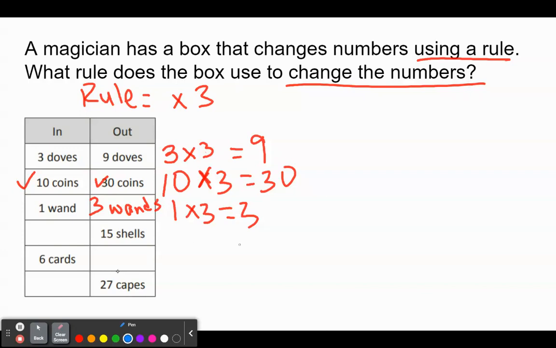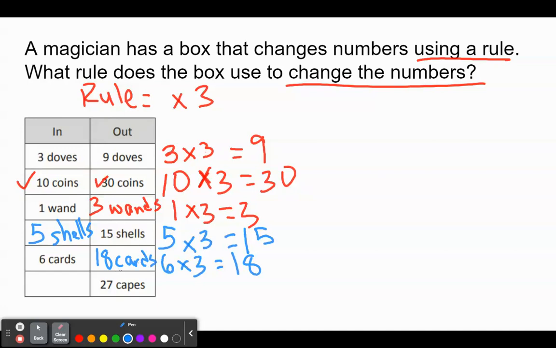So now we have our output. So we know our output needs to be 15. So we need to do something. Some number times 3 is going to give us 15. Okay, well, I know that 5 times 3 is 15. So our input must be 5. So our input must be 5 shells. Okay, so now we have our input. So we know 6 times 3 is going to give us what? 18. So 18 cards is our output.